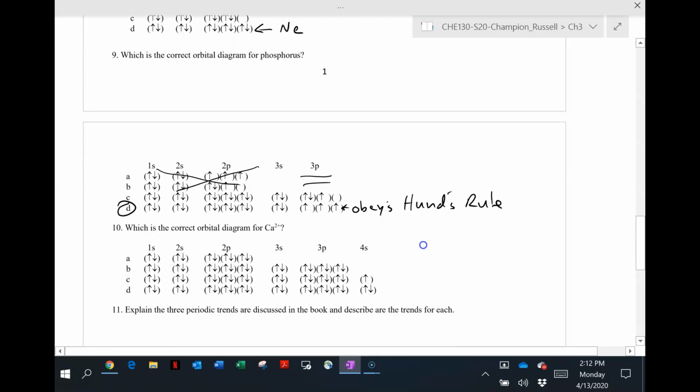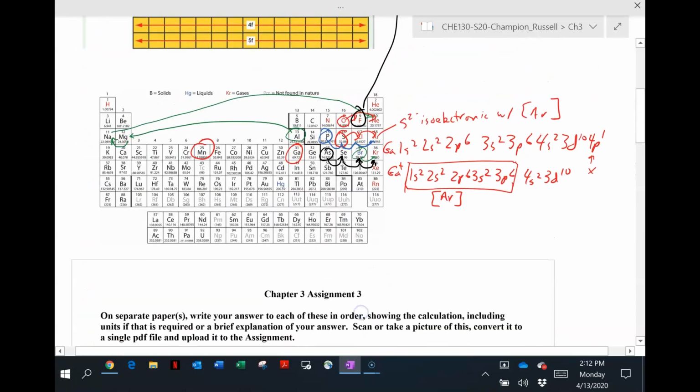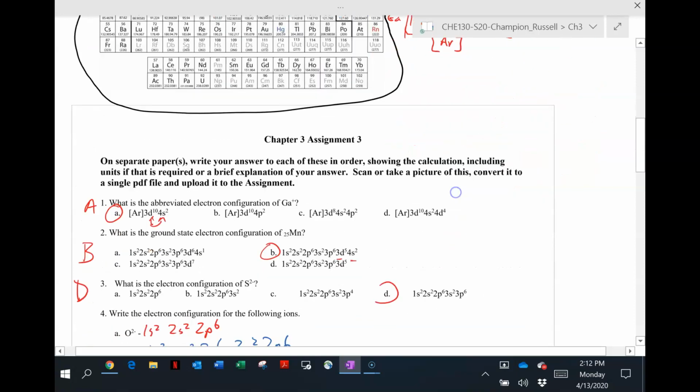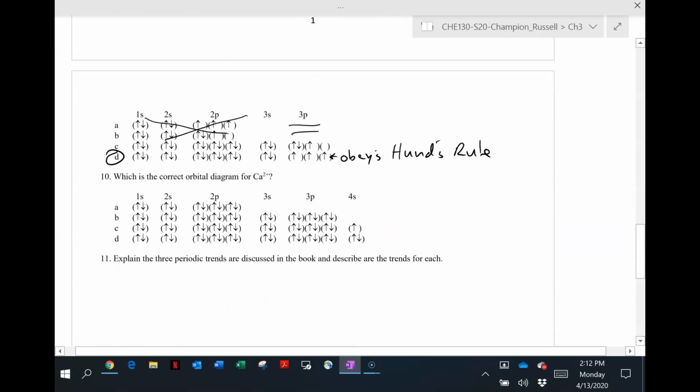Looking for calcium 2+. Okay, if we go up here and we look at calcium 2+, calcium's right here. We're going to lose 2 electrons, so they go back to potassium and then go back all the way around to argon, so it's going to be isoelectronic with argon. It's going to end in 3p6, as we've seen so many times. So we're looking for something that ends in 3p6. That's this guy. Everything else is good, so that is our answer to that.